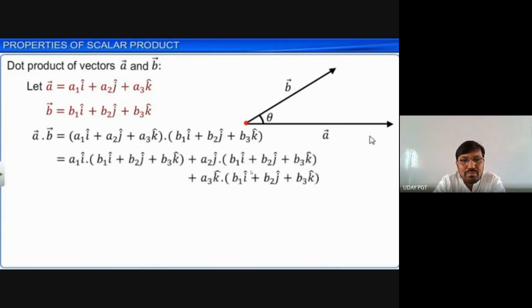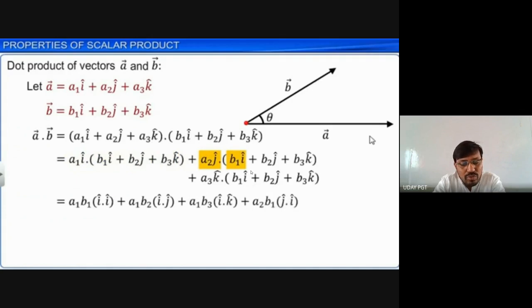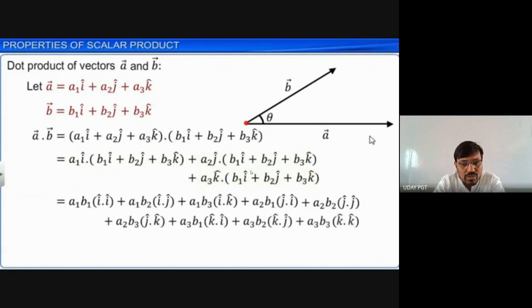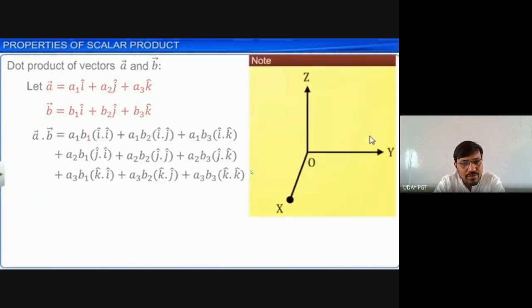So when you are multiplying, i dot i is equal to 1 and i dot j, i dot k is equal to 0. Any unit vector with itself is equal to 1, with another it is equal to 0. So i dot j and i dot k are 0, j dot i and j dot k are 0, and substituting, we are going to get the final product as A1 B1, A2 B2, A3 B3.